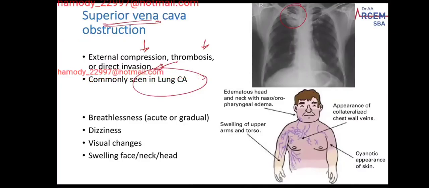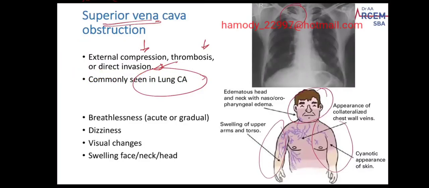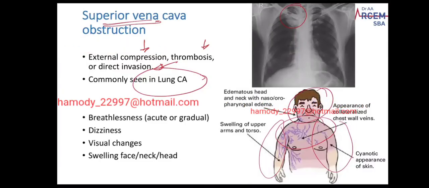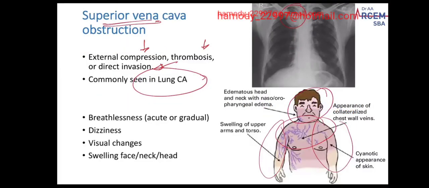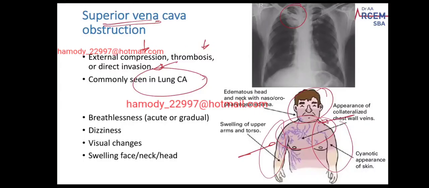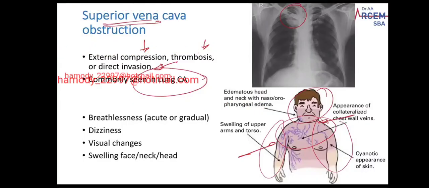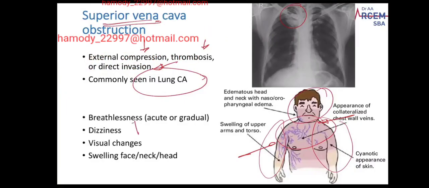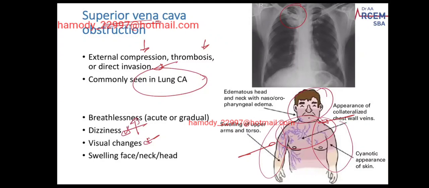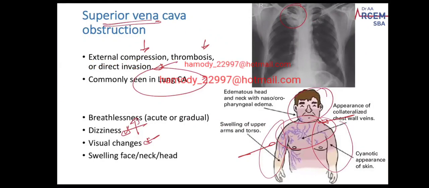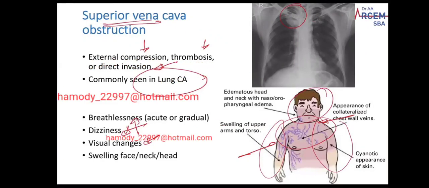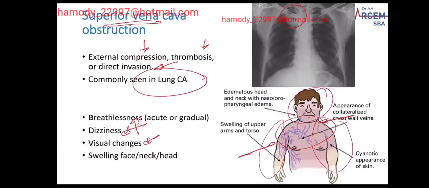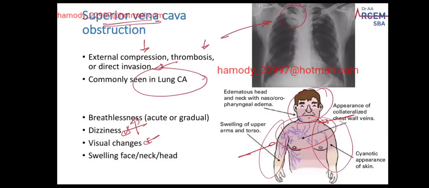How do they present? They present with swelling of the face, swelling of the upper limb, and swelling of the upper part of the chest. Why swelling? Because venous return is not happening. Along with it, the collateral veins start getting dilated. With this, they can have breathlessness, shortness of breath, dizziness, and visual changes. But the main thing is swelling of the face, neck, head, and upper limbs. Those are the classical features you need to pick up whenever you suspect superior vena cava obstruction. Most common cause is apical cancer.